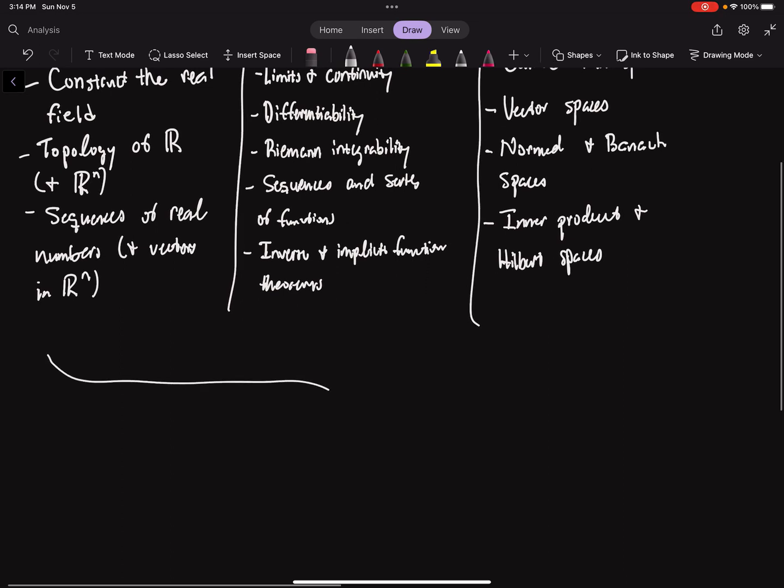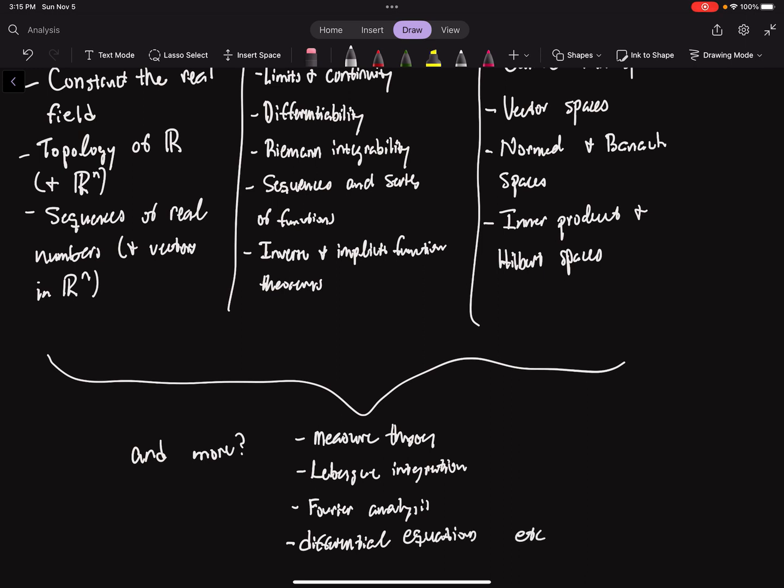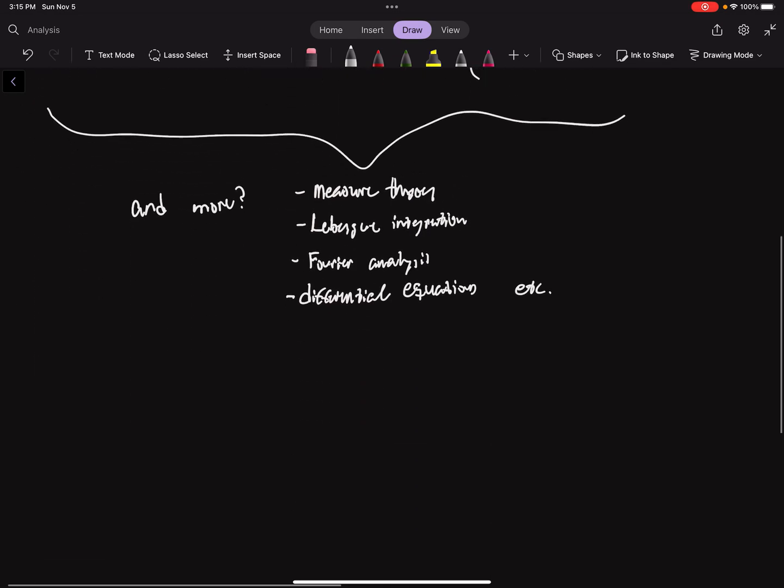And we might do more than this. So maybe measure theory, Lebesgue integration, Fourier analysis, differential equations, etc. But for now, let's just start at the beginning of topic 1, construction of the real field.